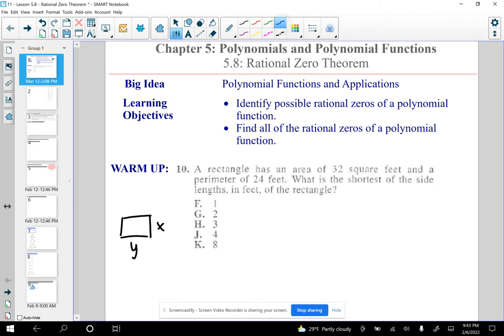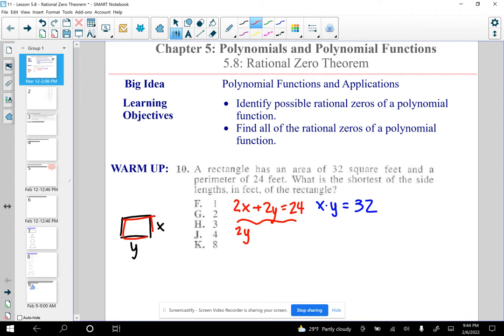We know the area, which I could find as x times y, is 32 square feet. And we know the perimeter, which I would have 2 x's and 2 y's. Perimeter is the distance around the outside, so that total distance is 24. So we have two equations with two variables. So I'm going to use classic substitution here. So what I'm going to do is solve this red equation for y.